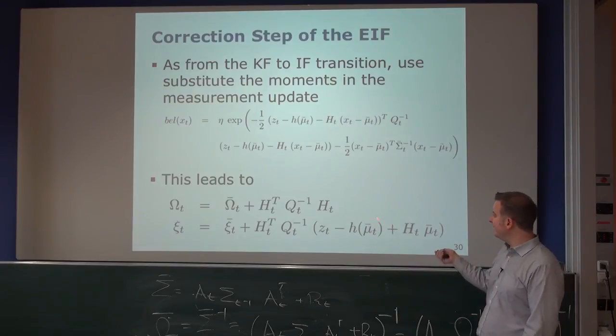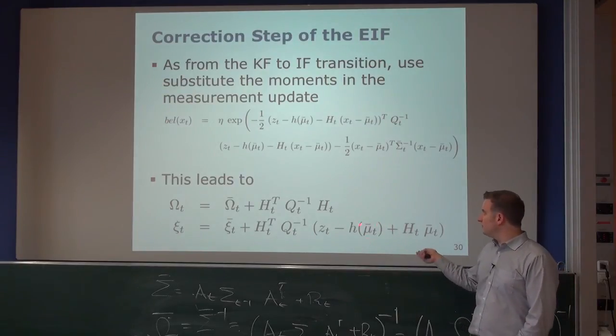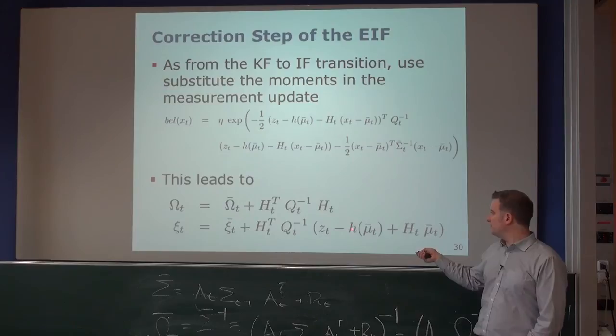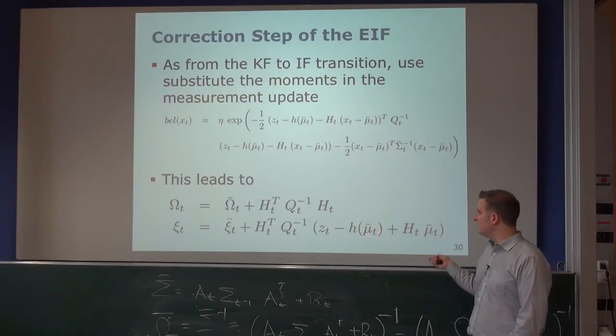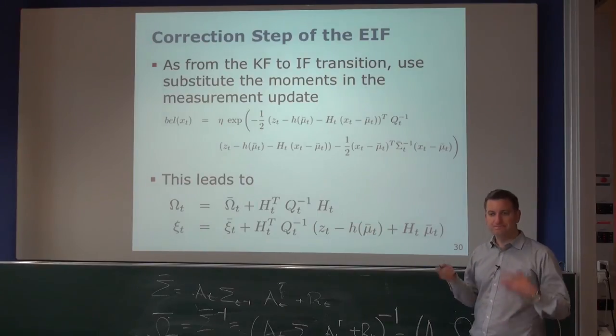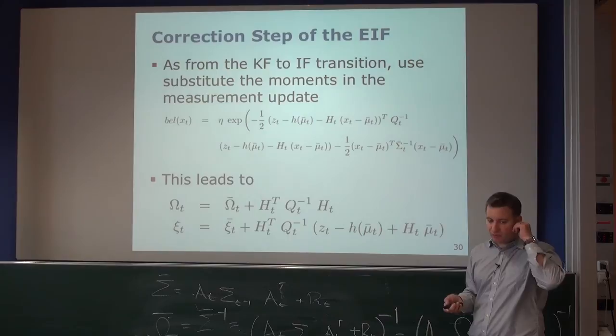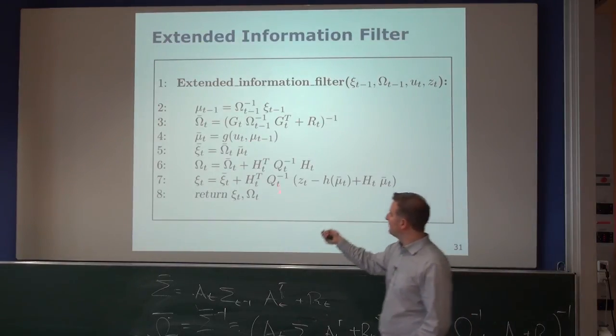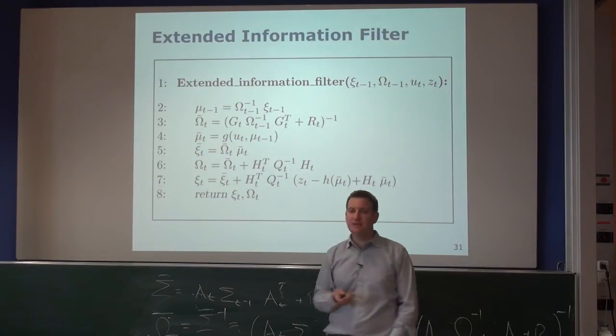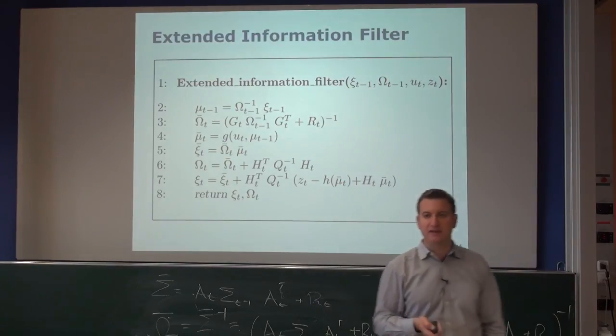And again, here we have the problem. In order to make this transformation through the nonlinear function, we again need to have the predicted mean. So that mean that we computed before, we still need that. And therefore, the extended information filter has the problem that both steps actually need the mean estimate. We need to make sure we have that mean estimate.